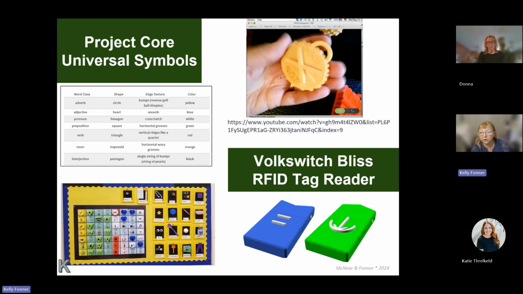In the lower right-hand corner, starting to become more popular is the Volkswitch Bliss. So taking the symbols from Bliss Symbolics and then creating a tag on a symbol. So the shape, the color represents the parts of speech, the type of symbol it is. And then hard to tell in this image, there's also Braille on the side. That does fit within the Braille touch thinking process.